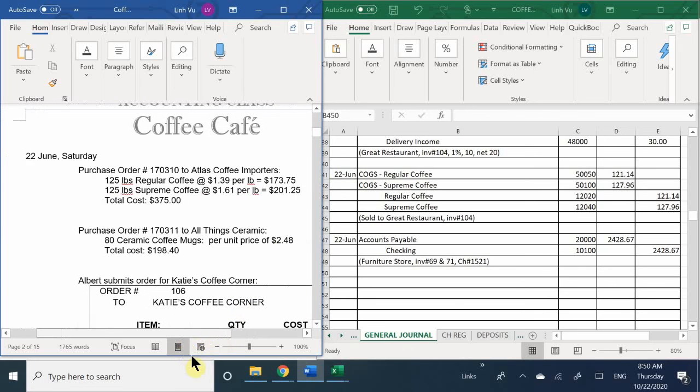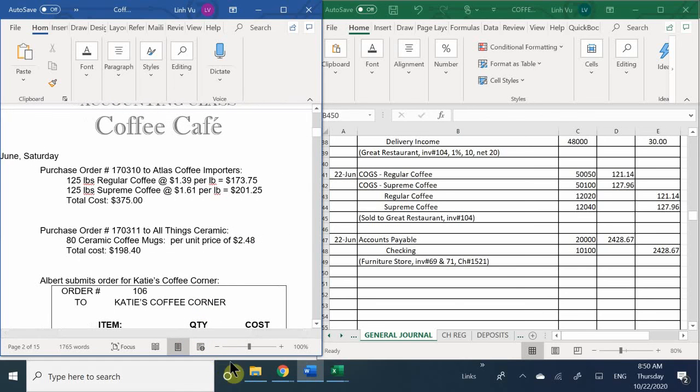So we're still on June 22nd. Okay, so what has happened here? There's a purchase order, number 170310, to Atlas Cotton Hoarders: 125 pounds of regular coffee at 1.39 per pound, and 125 pounds of supreme coffee at 1.61 per pound. Total cost of 375.